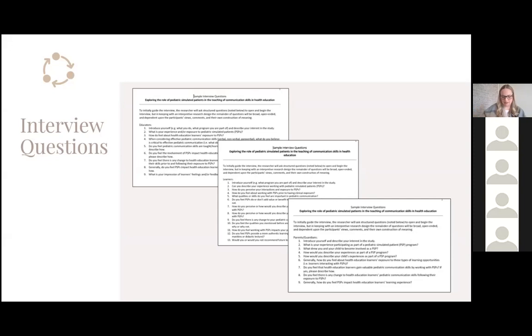What quality skills do you feel are important to pediatric communication, and do you feel that they were achieved throughout these interactions? So that's some of the structured questions. There were a number of others. I asked about each group of about 10 questions or a little bit more.